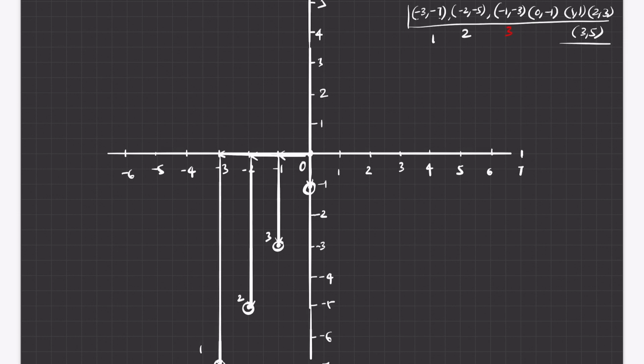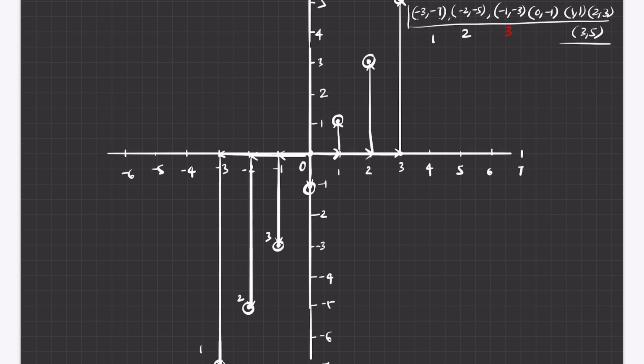Next you have 1 comma 1. So this is 1 and 1. So this is 1 comma 1. Next you have 2 comma 3. So you have 2 until here, and then you go on to 3. So 2 comma 3. Next 3 comma 5. So you go until 3 and 5. So this is how you plot the points.